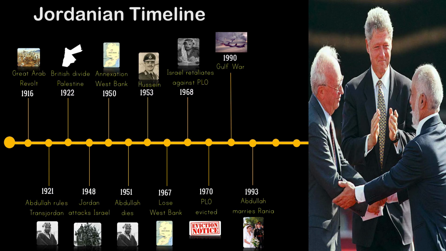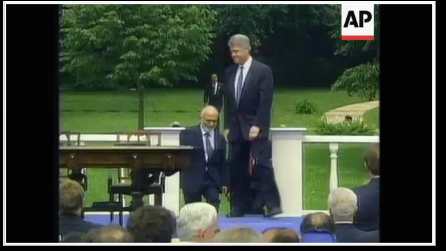Well, I love Jordan. In 1994, Yitzhak Rabin, Hussein, and Clinton signed what's called the Washington Declaration on the 25th of July, 1994. It basically said Israel and Jordan ended the official state of enmity and would start negotiations to achieve an end to the bloodshed and sorrow. Because of this peace treaty, my wife and I got to go there last spring. Here's the actual signing of the peace treaty.